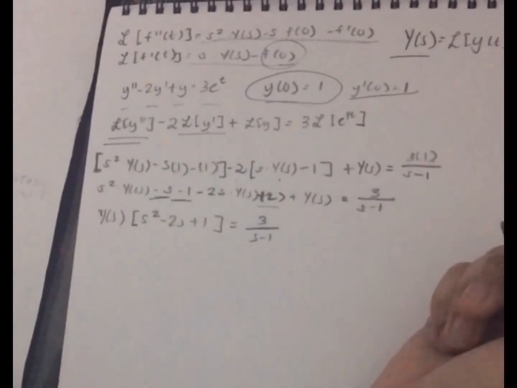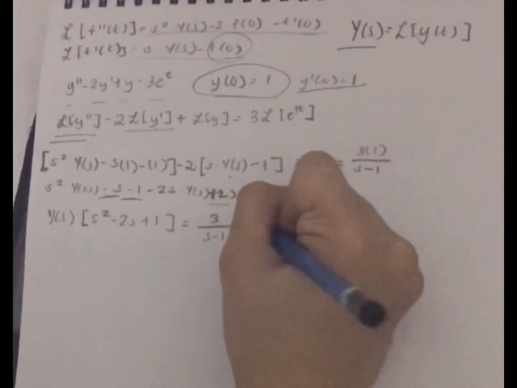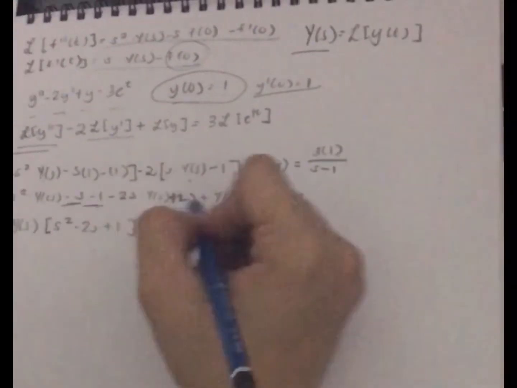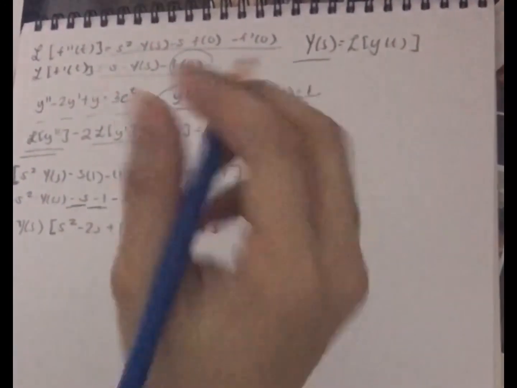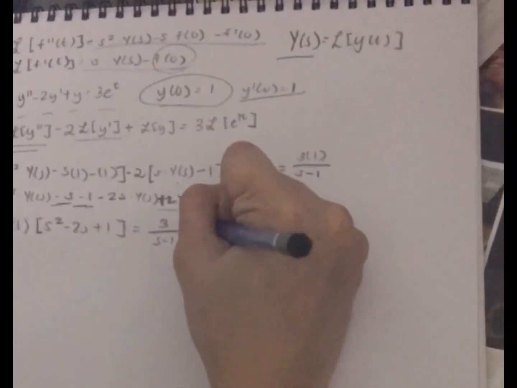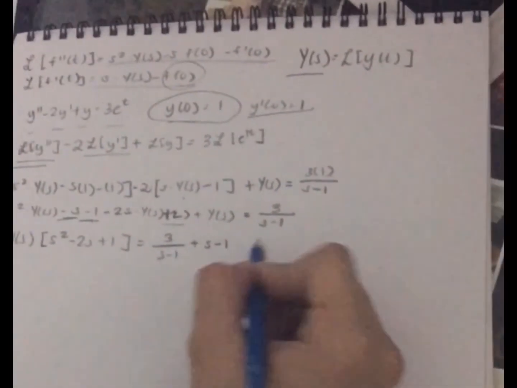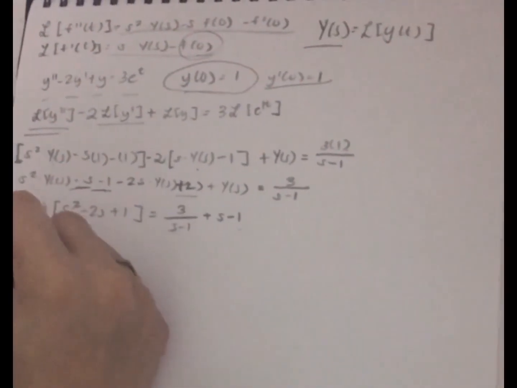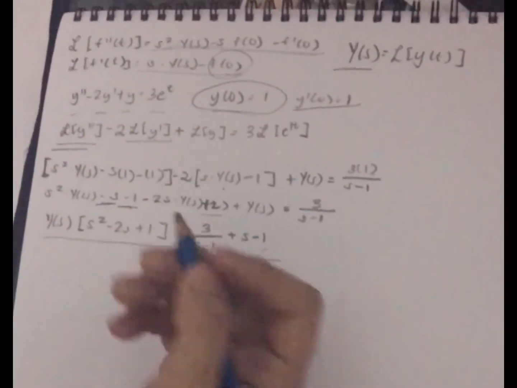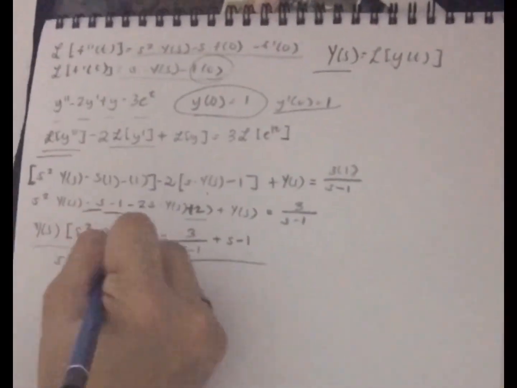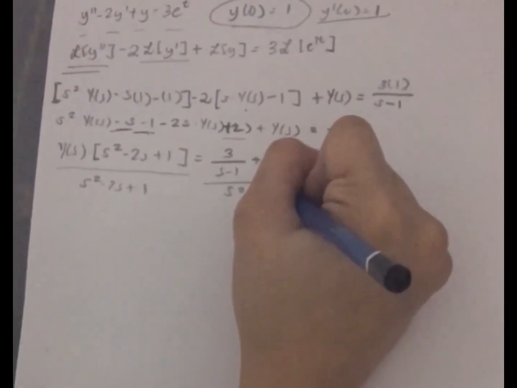Remember that in transposing, we should change the signs. So it should be positive s. Negative 1 plus 2 is 1. So it will be transposed, it will become negative 1. We should get the LCD of these three. But now let's just isolate the y of s by dividing both sides by s squared minus 2s plus 1.